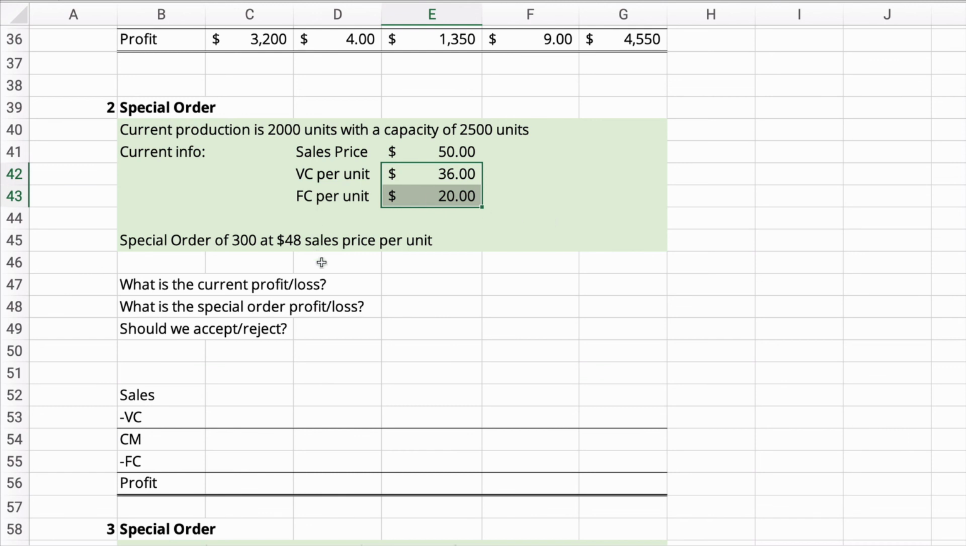So let's figure this out. What is our current profit or loss? Well, we're selling for 50 minus the 36 minus the 20. We're losing $6 each, and then we're multiplying that times, so let me take -6 times 2,000. So we're losing $12,000. So does this mean we would not accept the special order? No, we're happy to accept the special order if we make a little profit on this.